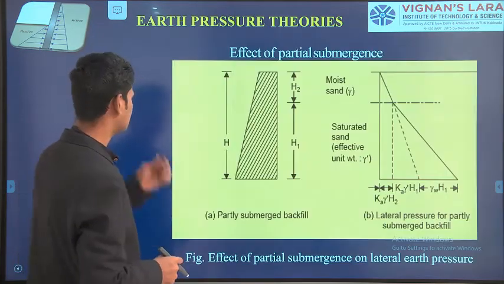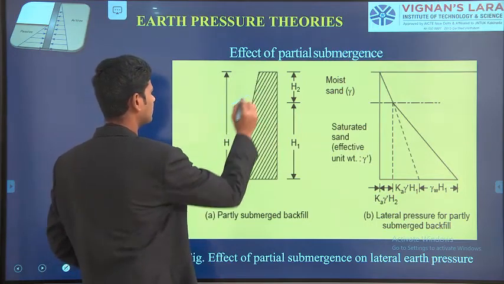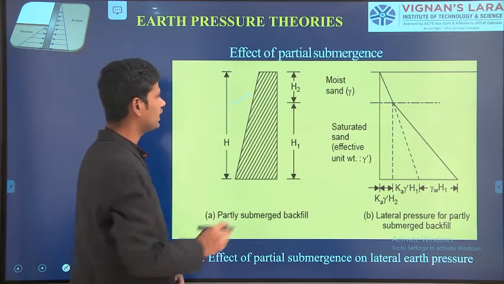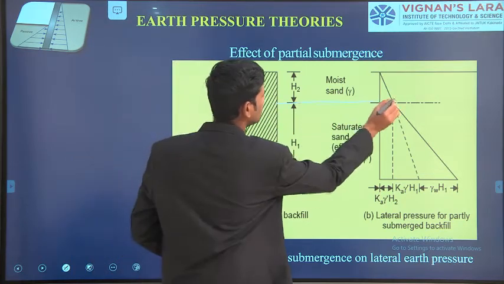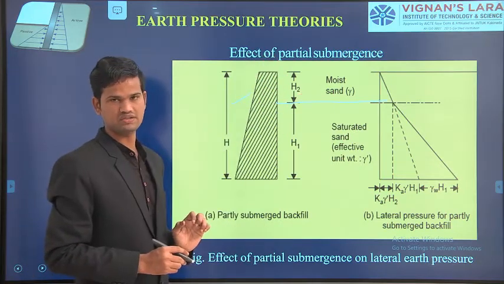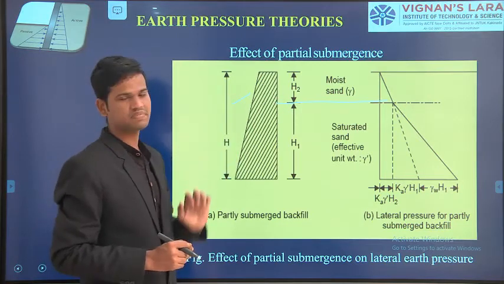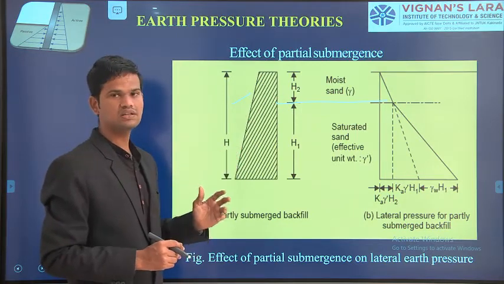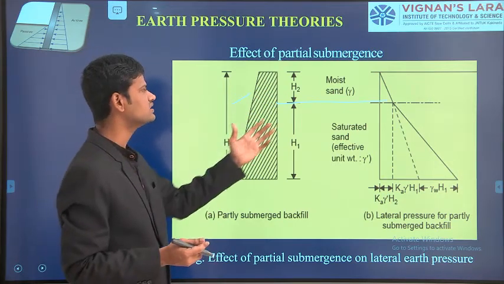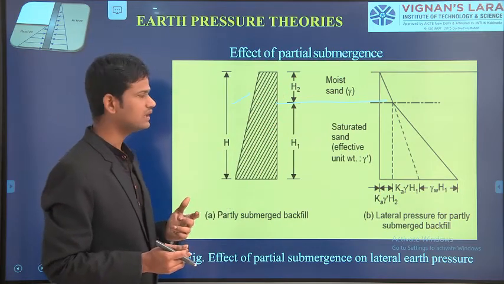If you observe here, this is the retaining wall, where capital H is the total height of the retaining wall. Up to a certain depth H2, the soil is moist sand. That means a small amount of water content is present in the soil. Otherwise, in some situations they will give the soil as dry. In those conditions, instead of gamma, we will take gamma D.